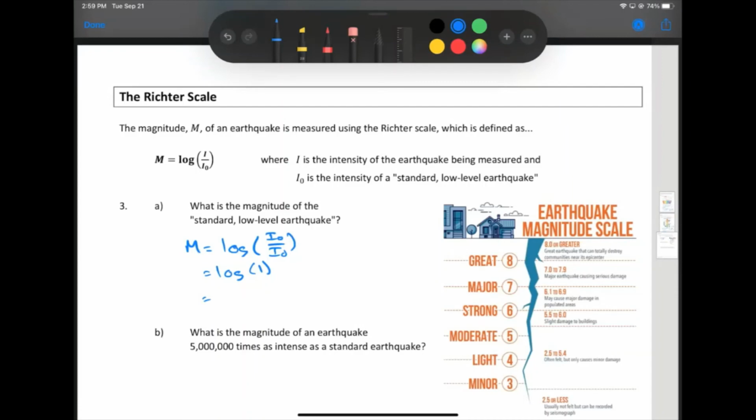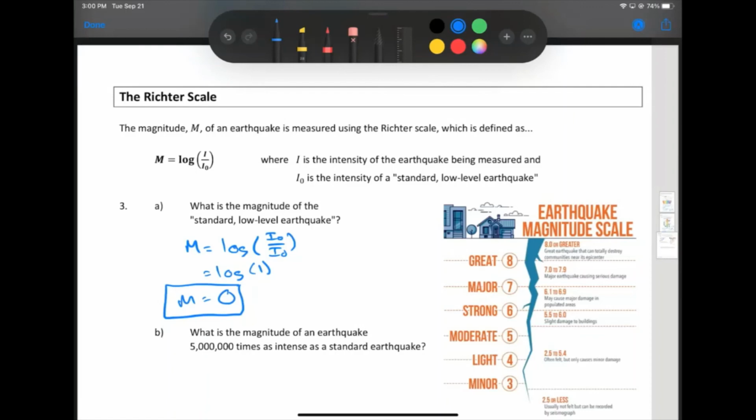What exponent do we put on 10 to get an answer of 1? And the answer is the exponent would be 0. So an earthquake of magnitude 0 is what defines our standard low-level earthquake. And then everything else is measured as related to that. Now, on the Richter scale, every time I gets 10 times bigger, the log of it goes up by 1. So every time we go up 1 on the Richter scale, there's 10 times more intensity.